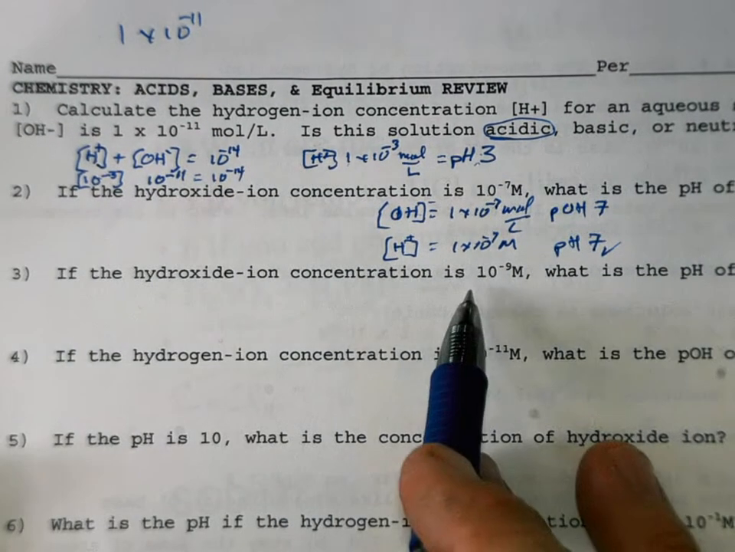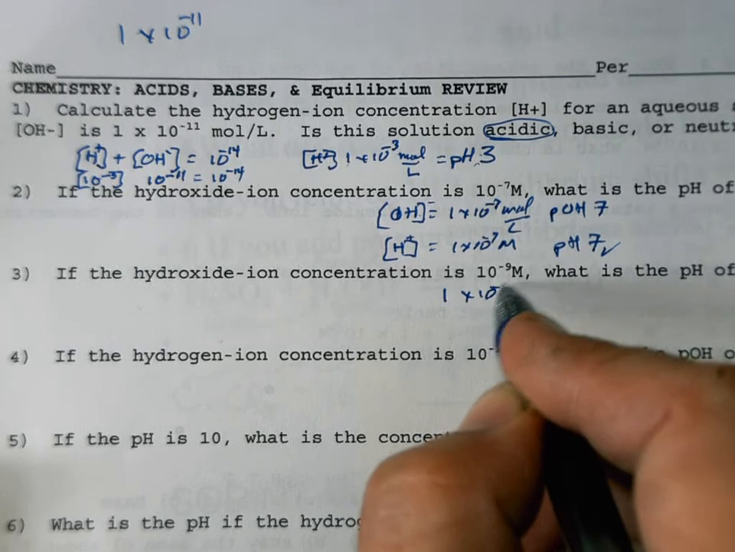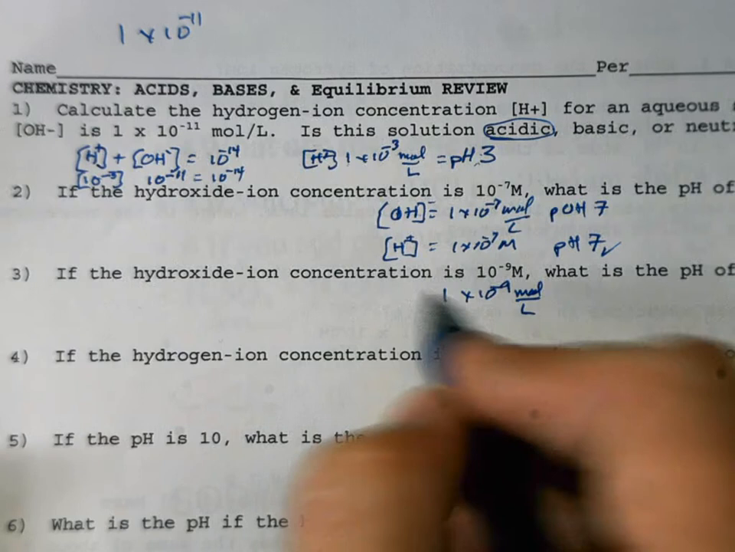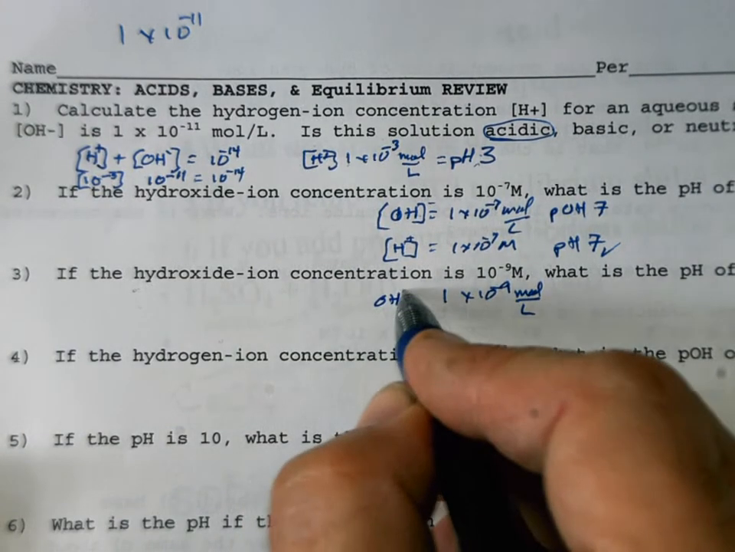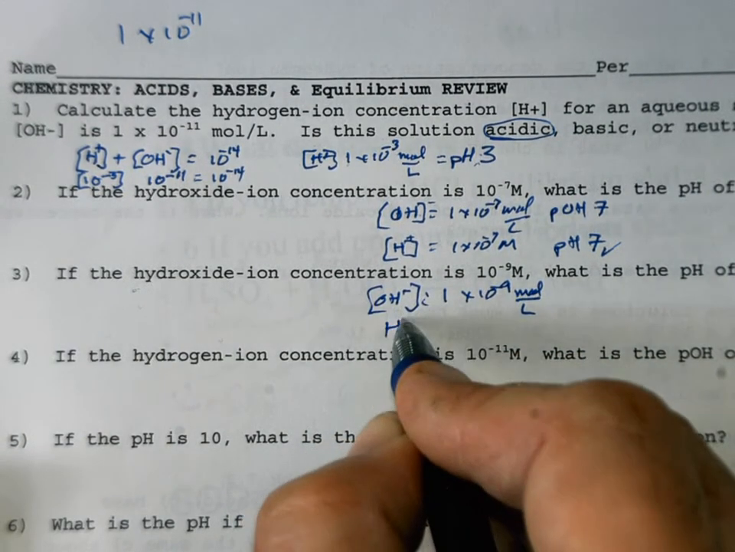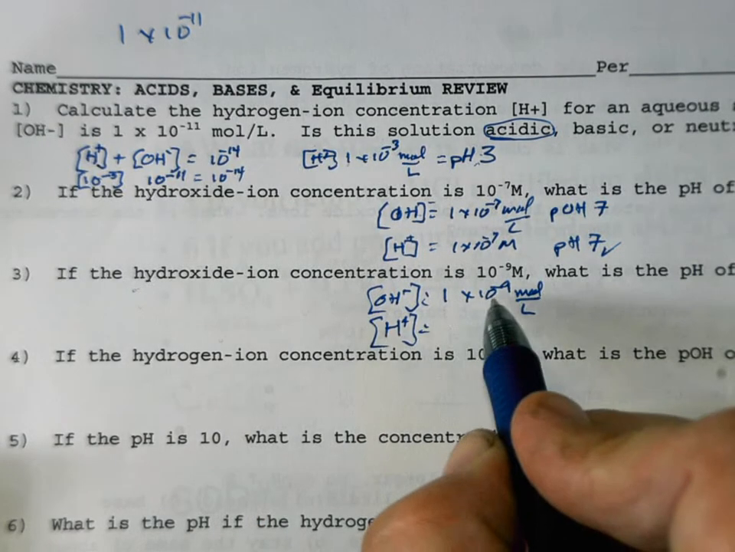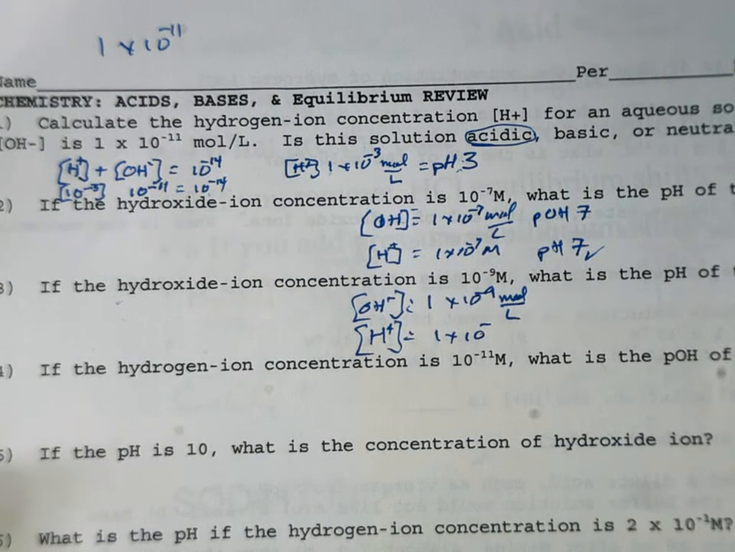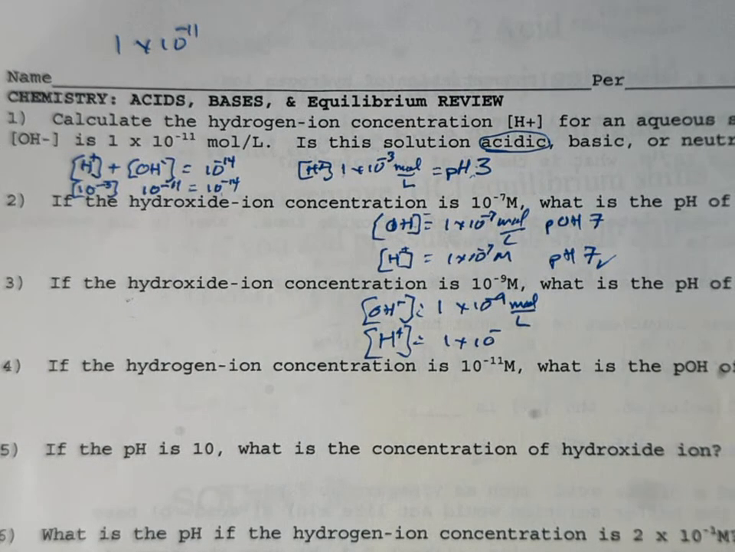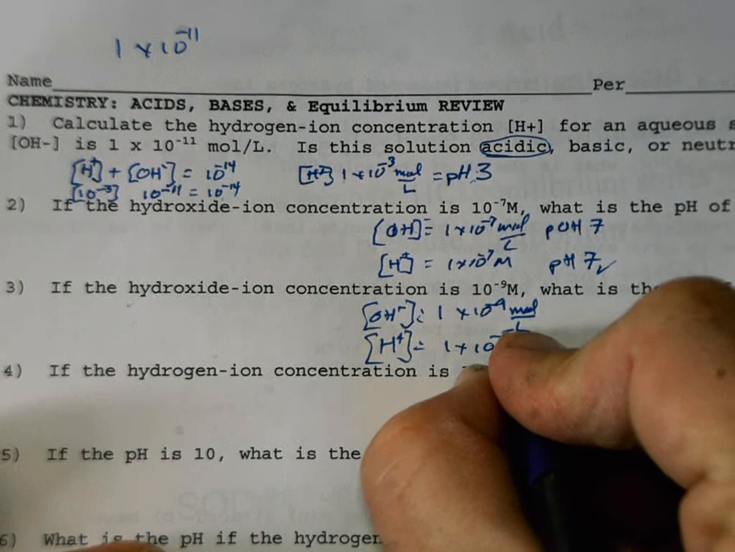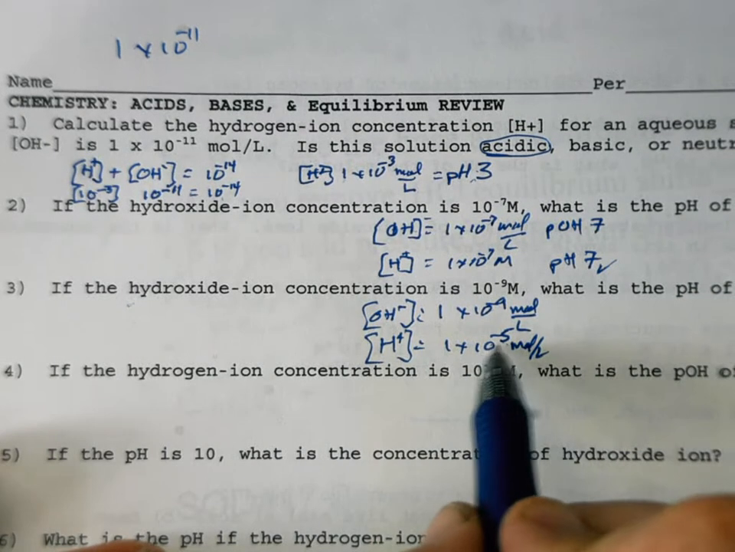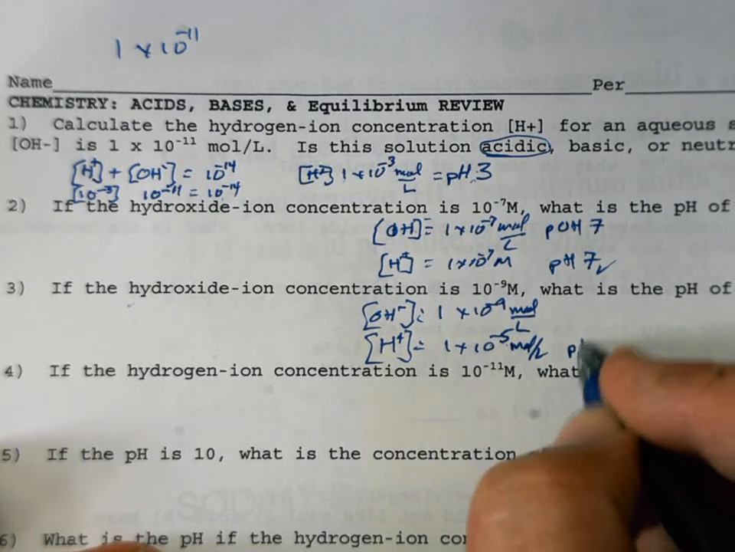Number 3, hydroxide ion concentration, 1 times 10 to the minus 9 moles per liter. What is the pH of the solution? This is hydroxide, OH negative. So we want to find this one right here. So what exponent do we need to add to 10 to the minus 9 in order to get our 10 to the minus 14? 9, 10, 11, 12, 13. Yep. 10 to the minus 5 moles per liter would be our concentration of hydrogen ion. And 1 times 10 to the minus 5 becomes a pH of what?